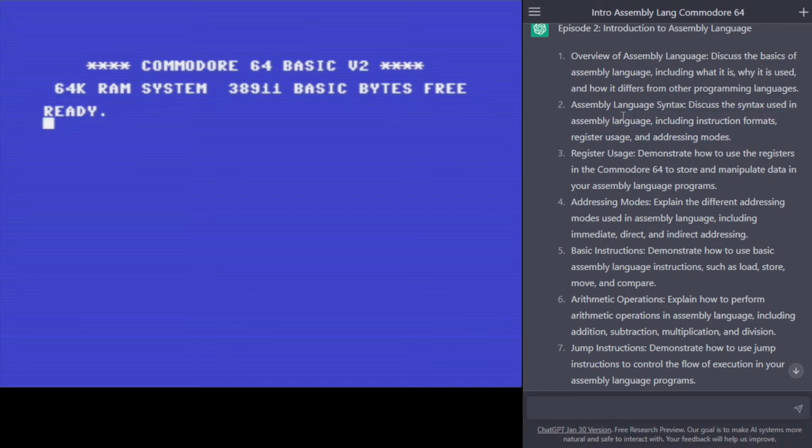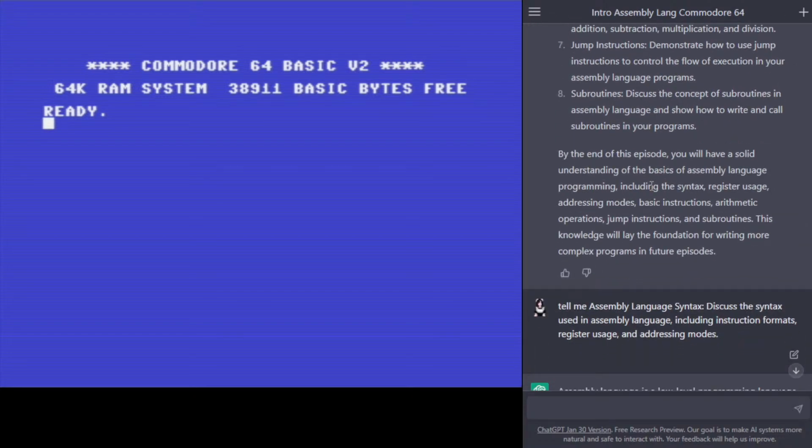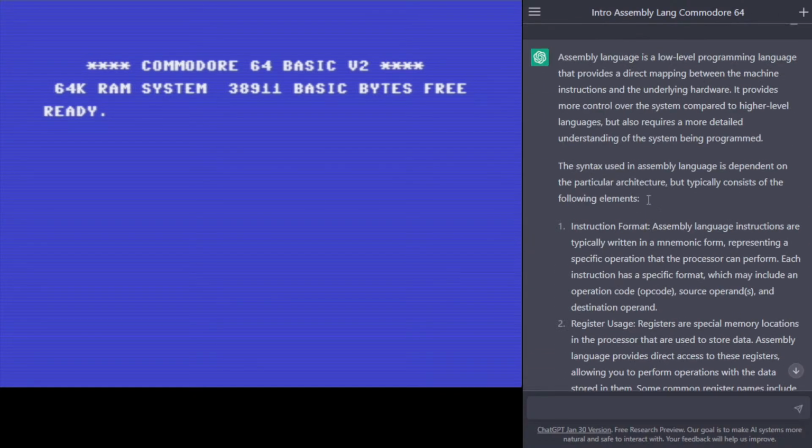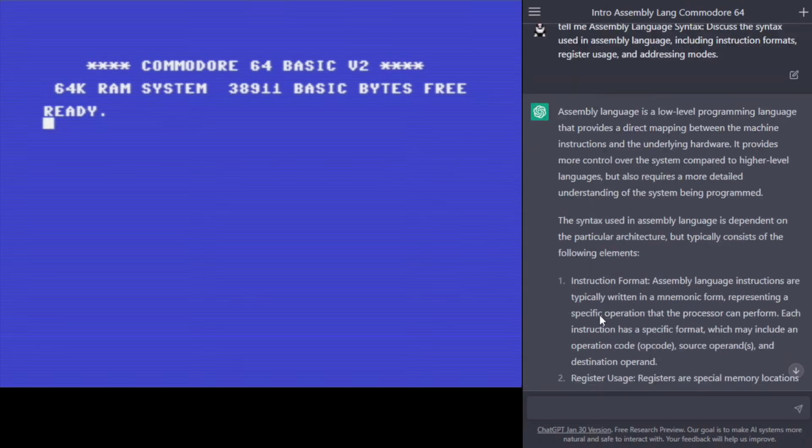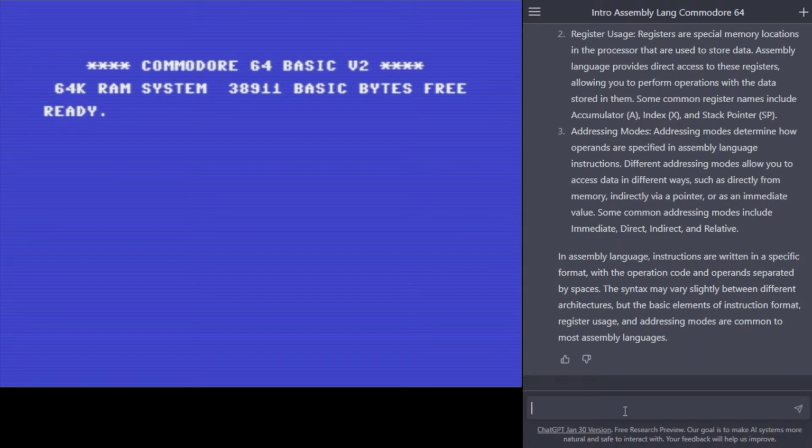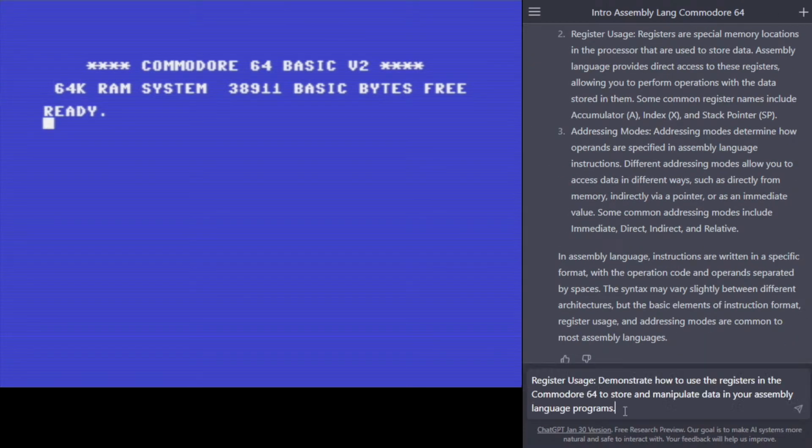So that was the syntax, right? It also just covered the register usage. Or wait, demonstrate how to use the registers in Commodore 64 to store and manipulate data. Okay, so that we'll have to do. So let's just, yeah, I'll have to remember to scroll there. I really wish Enter would send.